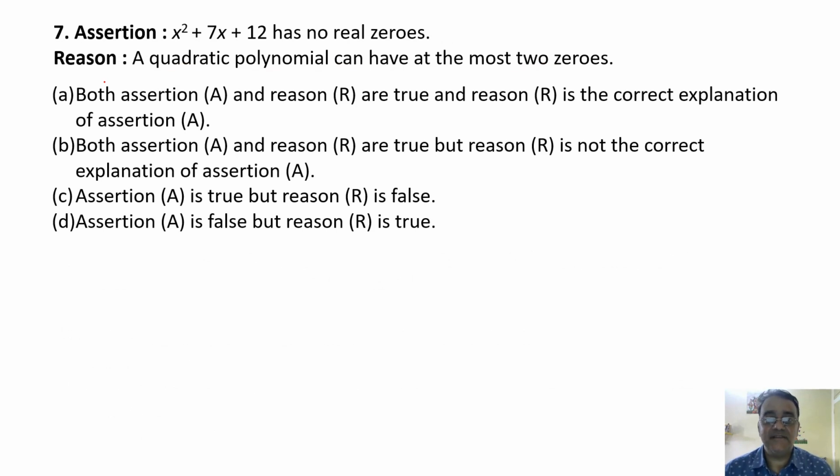Now we are moving towards the next, 7th question. Assertion: x square plus 7x plus 12 has no zeros. Reason: a quadratic polynomial can have at the most 2 zeros. Now the reason is correct, because a polynomial of nth degree can have at most n zeros. Now we have to check whether the assertion is true or not, because the reason is true.